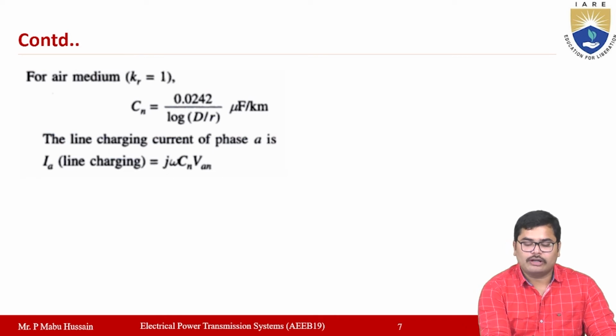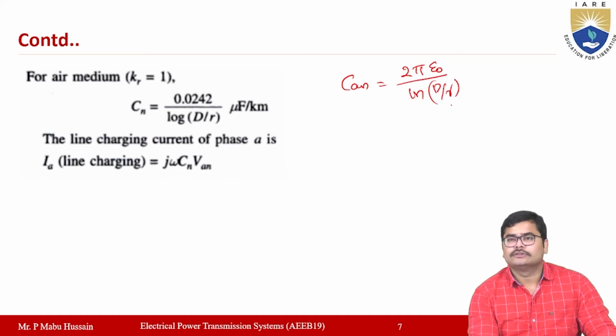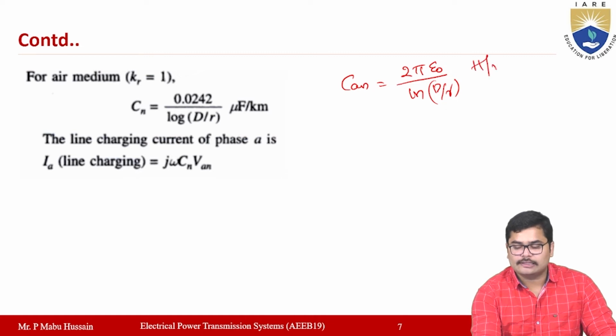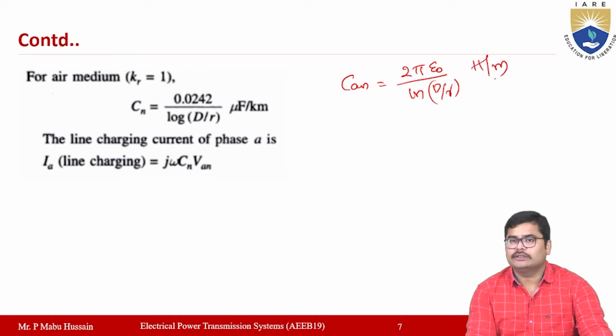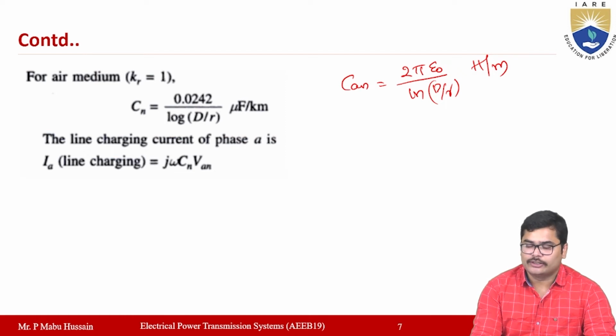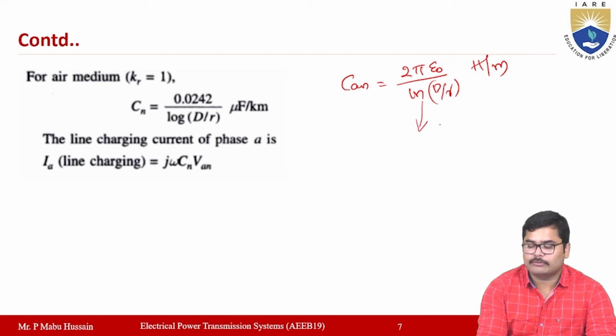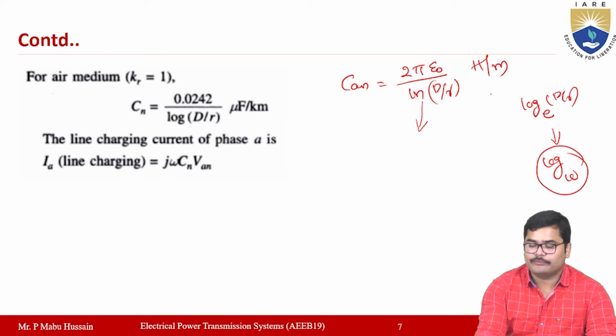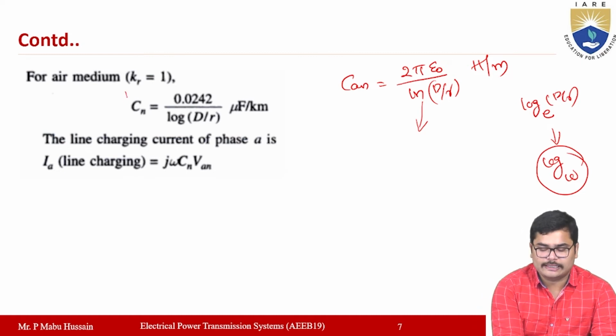If you want to convert the CAN value, which is 2 pi epsilon naught by ln D by R, the units are farads per meter. Here ln is log of D by R to the base e. If you want to convert this into log to the base 10 and meters to kilometers, then you will get this equation.